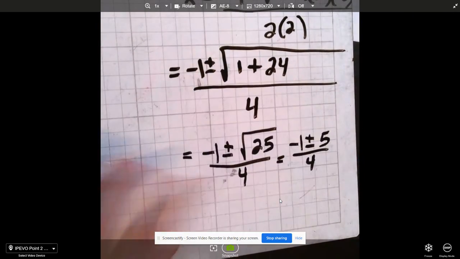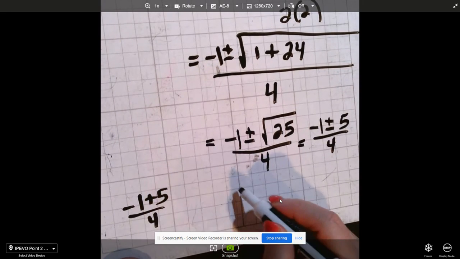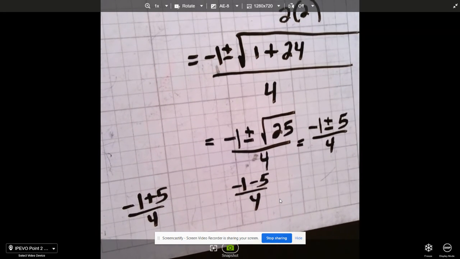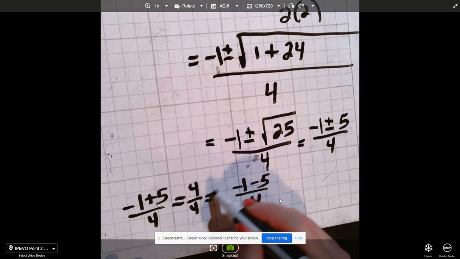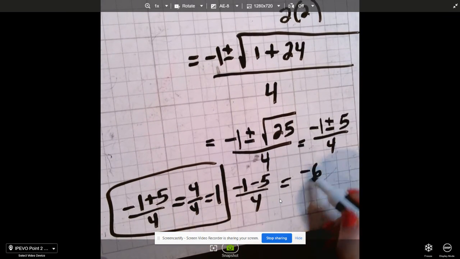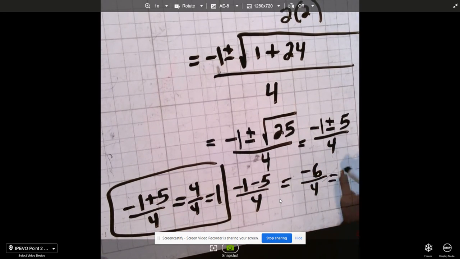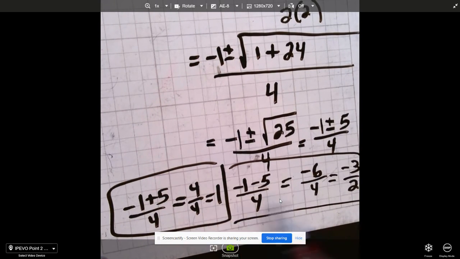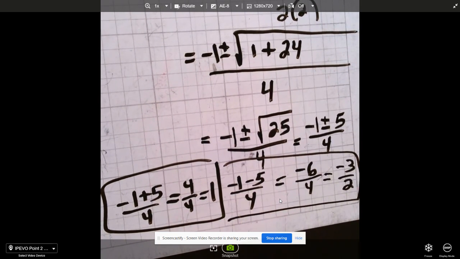So once again, now I have two equations. I have minus 1 plus 5 over 4, or I have minus 1 minus 5 over 4. So I have two equations here that I need to simplify. Well, minus 1 plus 5 would be 4 over 4, which would be 1. That's one answer. And this here would be minus 1 minus 5, which is a minus 6 over 4, which I can reduce to minus 3 over 2. And so that would be my second answer. So I have 1 and negative 3 over 2. On a separate video, I'll do one more example where your answer is actually going to be a radical.